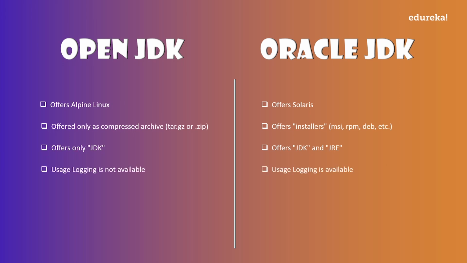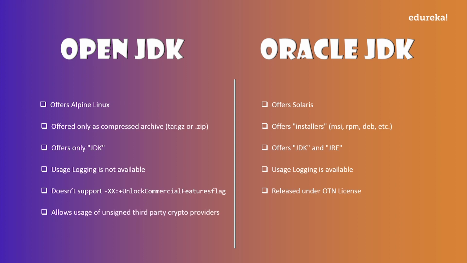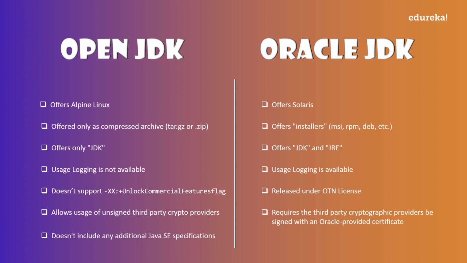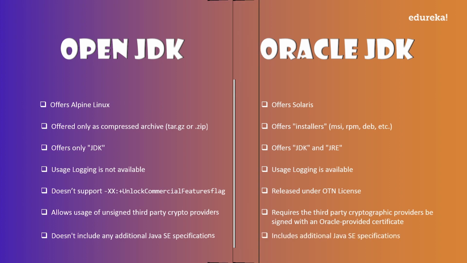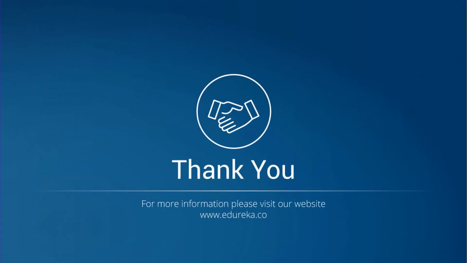Usage logging is only available in Oracle JDK, while it's not available in OpenJDK. OpenJDK also supports the UnlockCommercialFeatures flag and will throw an exception, whereas Oracle JDK no longer requires the flag and will print a warning but continue execution if used. OpenJDK allows the use of unsigned third-party crypto providers, whereas Oracle JDK requires that third-party cryptographic providers be signed with an Oracle provided certificate. OpenJDK does not include any additional Java Standard Edition specifications such as serialization, JAR, RMI, whereas Oracle JDK does. Now this brings us to the end of this video on Java 11's new features.